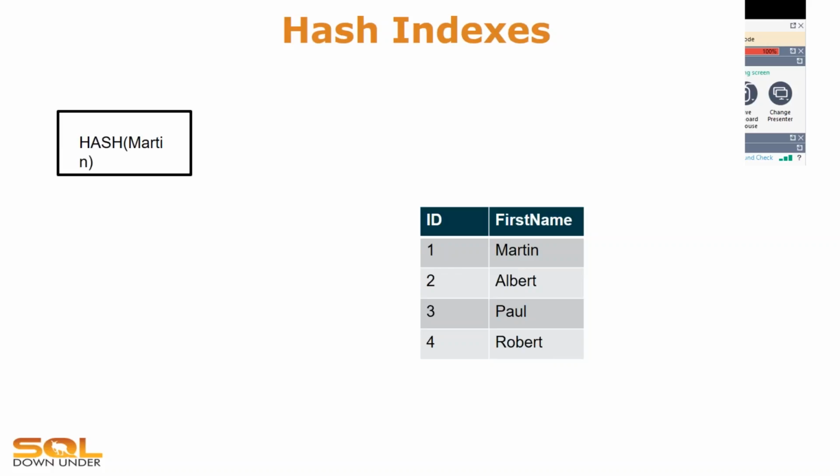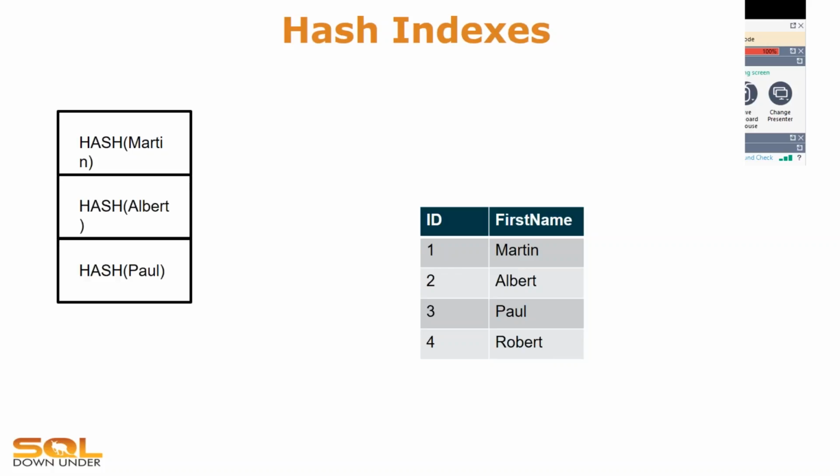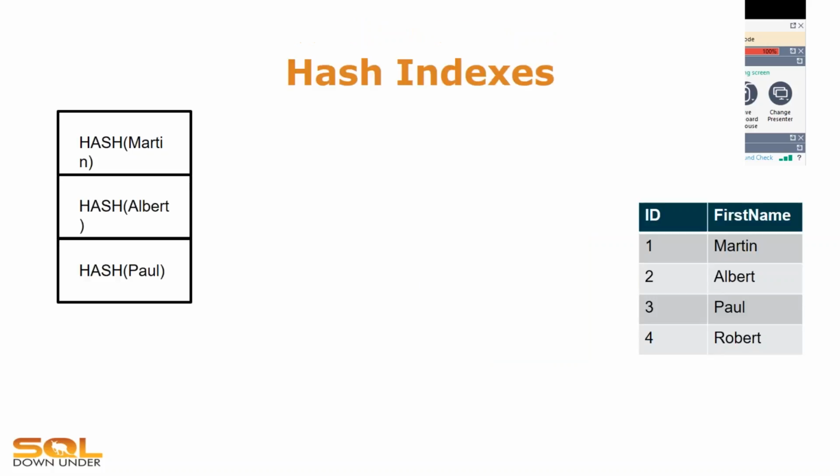So SQL Server looks at this table and says, right, I'm going to build a hash list, or basically a bucket list of unique values. For each unique value in this table, it will build a hash. So it hashes the name Martin, hashes the name Albert, and hashes the name Paul. Now, I've not built a hash for Robert because I want to demonstrate a collision and how that would work.